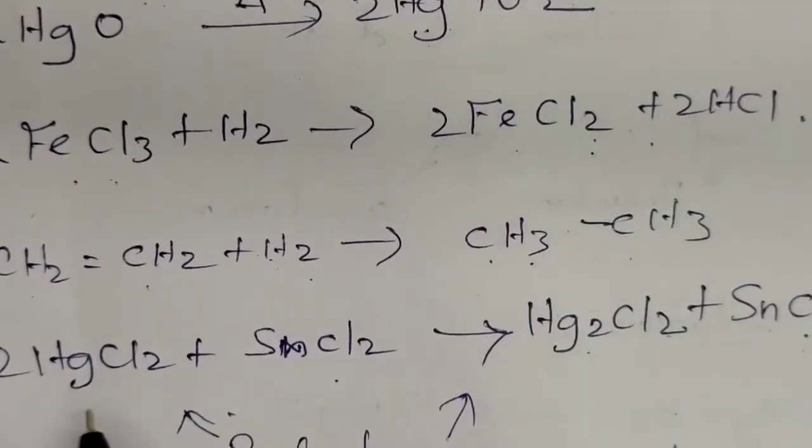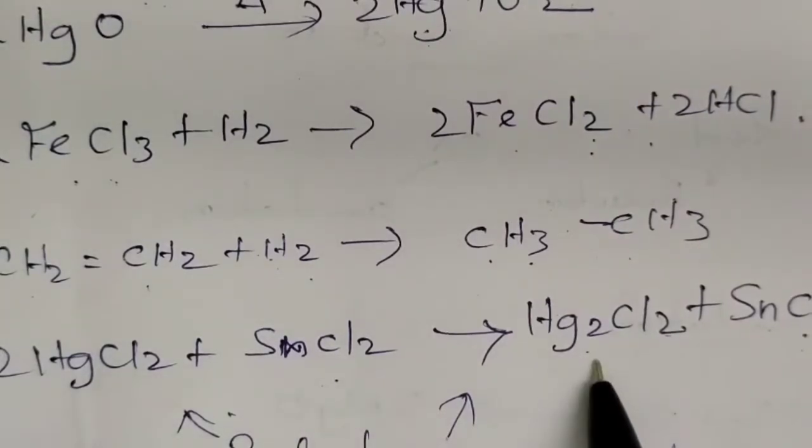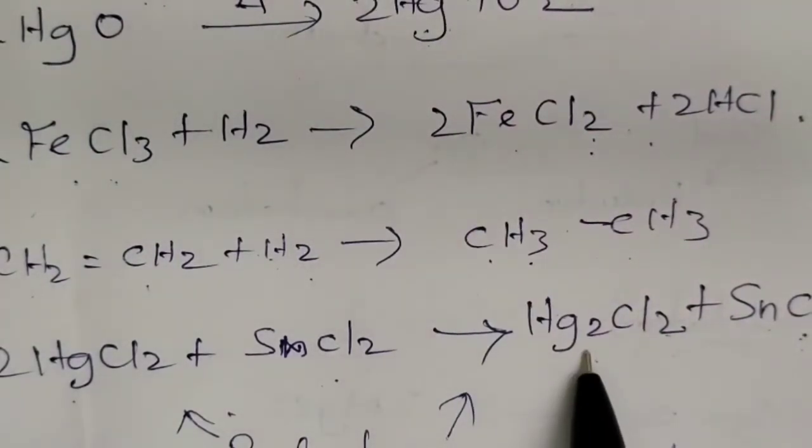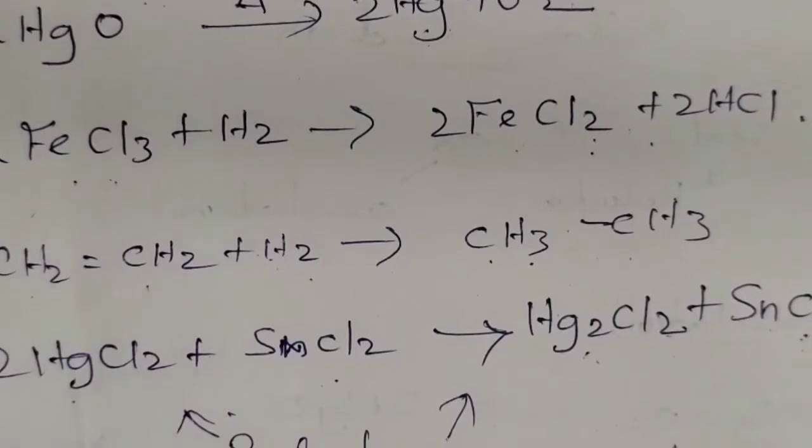Next example, 2HgCl2 plus SnCl2 gives Hg2Cl2 plus SnCl4. That is, mercury is added in this reaction. Mercury means an electropositive element. Addition of an electropositive element is also called reduction. So reduction means addition of hydrogen or an electropositive element, or removal of oxygen or an electronegative element.